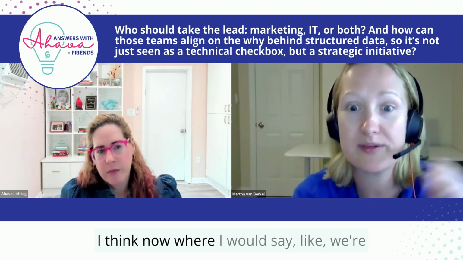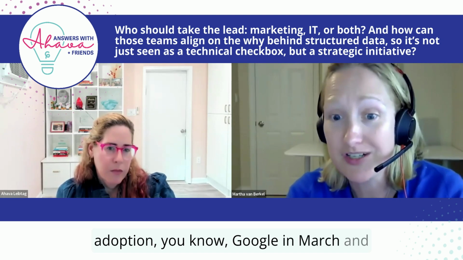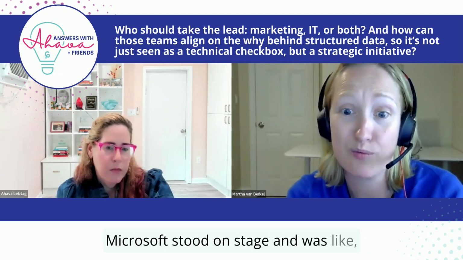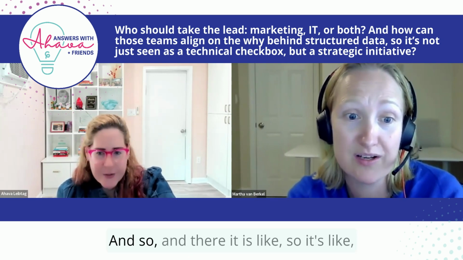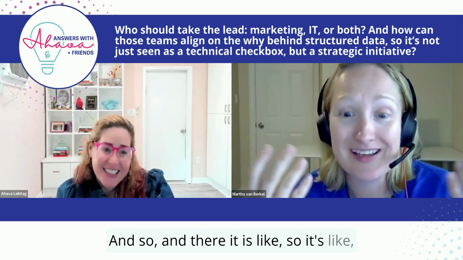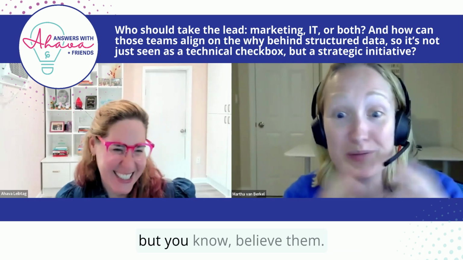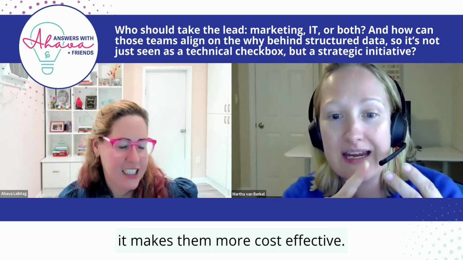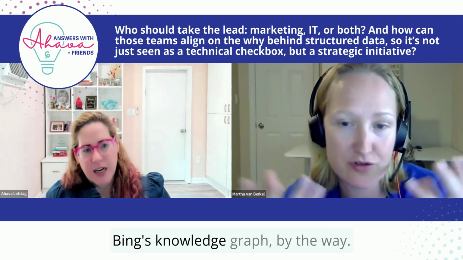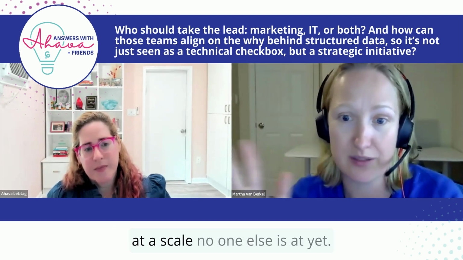I think now we're in mainstream, if you think of adoption. Google in March, and Microsoft, stood on stage and were like, we're using structured data for all of our generative AI. And there it is. So don't believe Martha anymore, I've been saying this for years, but believe them. And I think they're doing it because it makes them more cost effective. And much as people talk about the Perplexities, ChatGPT is leveraging Bing's knowledge graph, by the way. So their partners, and Microsoft and Google are doing this at a scale no one else is at yet.